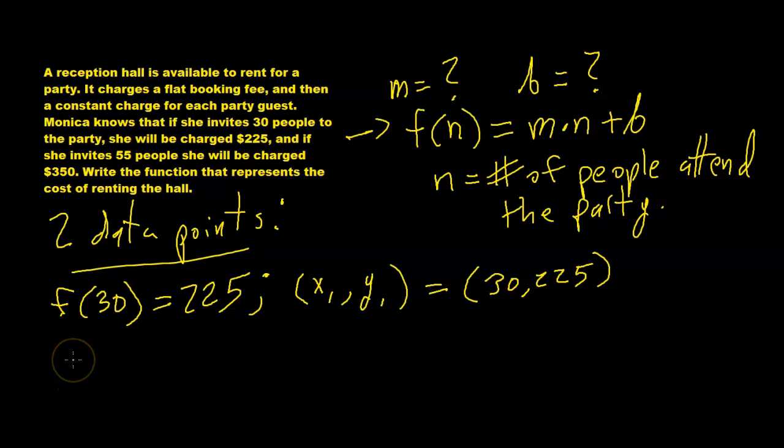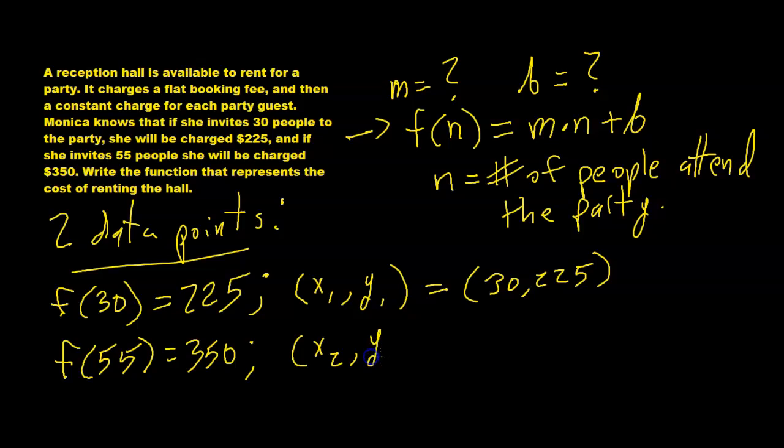We also know another data point, right? We know if she invites 55 people, she will be charged $350. So we know that f of 55 equals 350, right? We know that there's a point x2 comma y2.